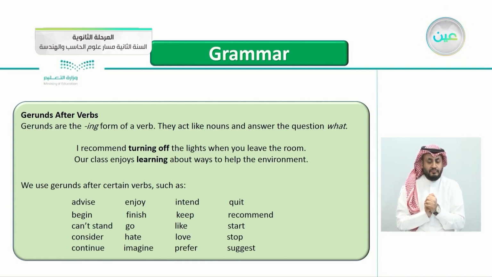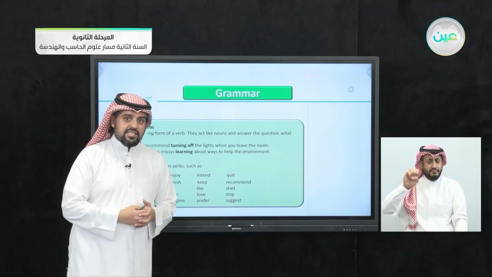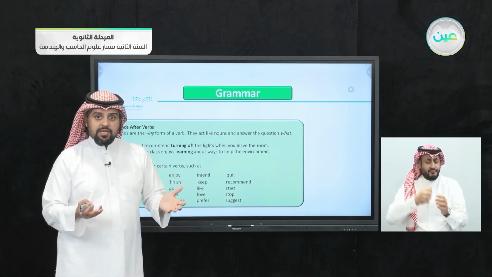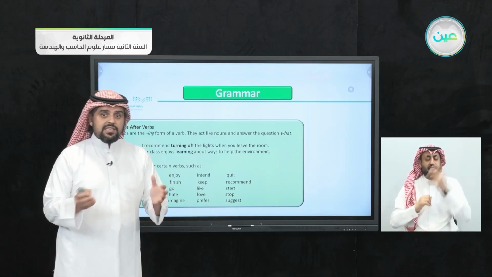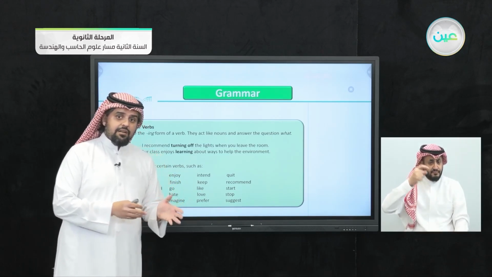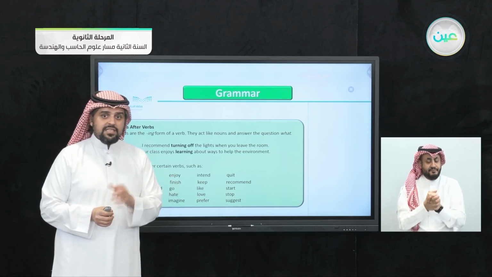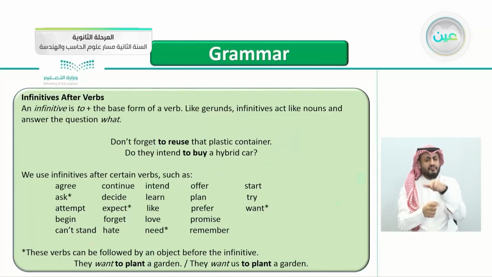So each of these verbs, the word that comes after them is a gerund. When you say, I like eating in the morning, for example, eating here is a gerund. Or you can say, I love driving at night. Driving here is not a verb, it's a gerund, acting as a noun.